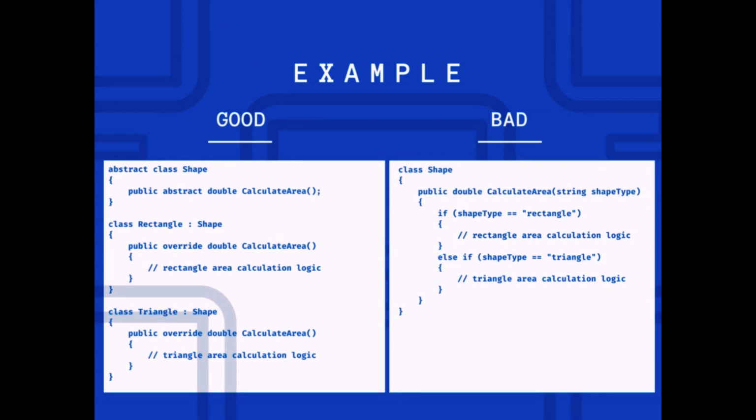Imagine we have a class called Shape with a method called CalculateArea. According to the OCP, if we want to add a new shape, like a triangle, we should be able to create a new class for the triangle without modifying the Shape class. This way, the existing code remains untouched, and we can extend the functionality without introducing potential bugs.